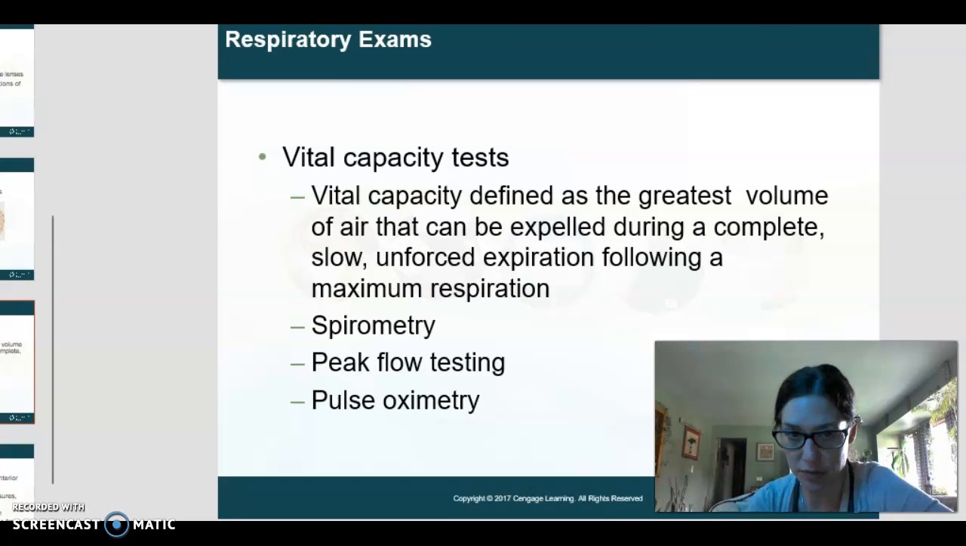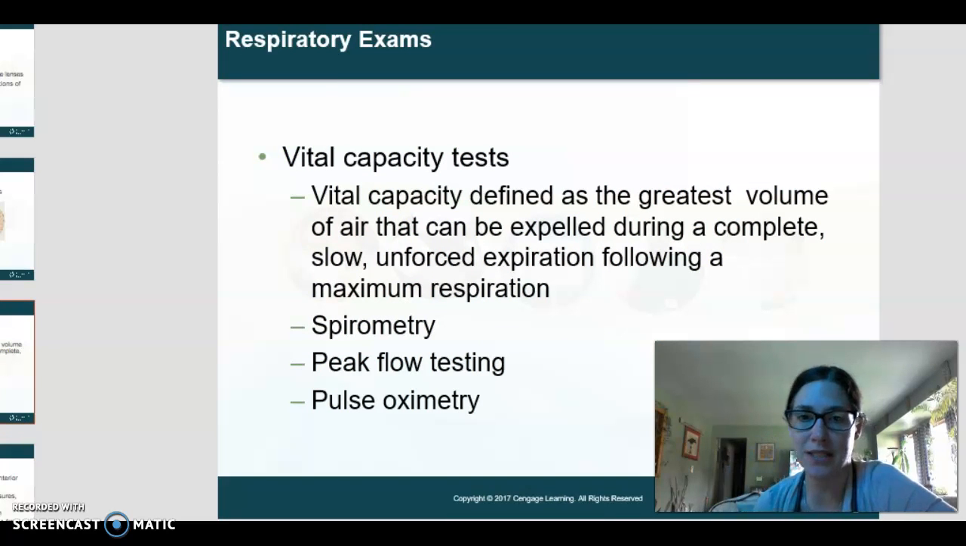Respiratory exams. The vital capacity is defined as the greatest volume of air that can be expelled during a complete, slow, unforced expiration. That's what we call breathing out, okay, following a maximum respiration. So a lot of times if you have patients that have trouble breathing, you can perform these spirometries, peak flow testing, and pulse oximetries.